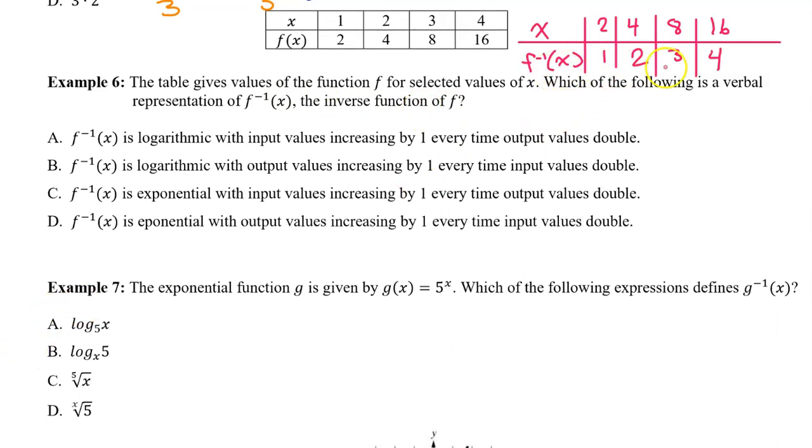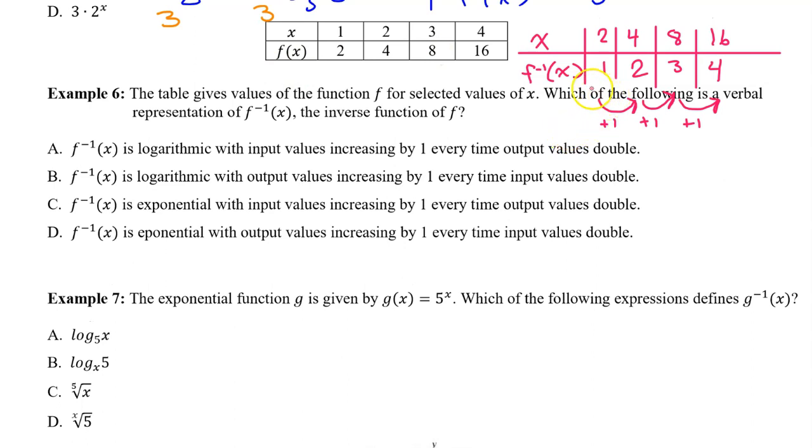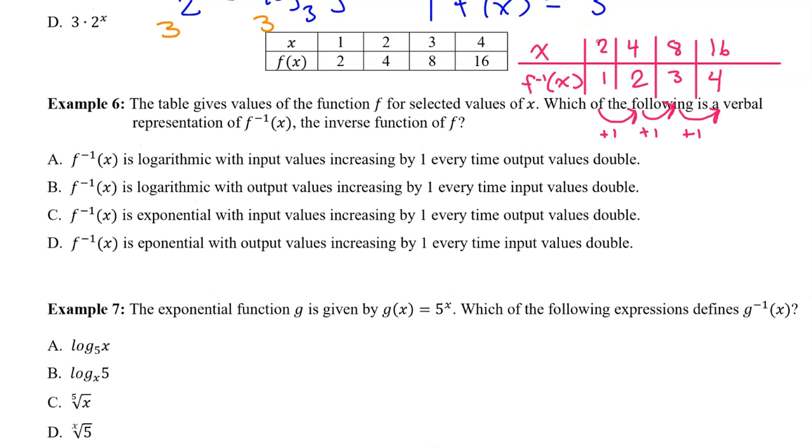We can make a table of values for f inverse by reversing the input and output values from f of x. When we see that the output values are increasing by the same amount, there's a chance that f inverse might be logarithmic. Let's see if the input values are changing multiplicatively. Let's see if there's a common ratio between the input values.